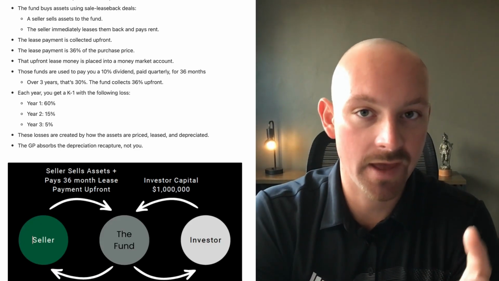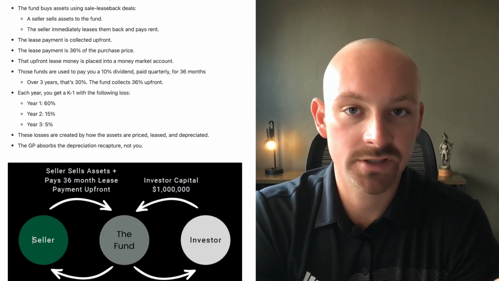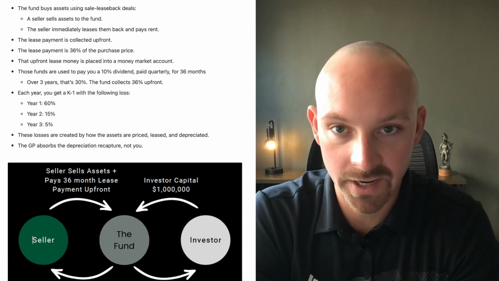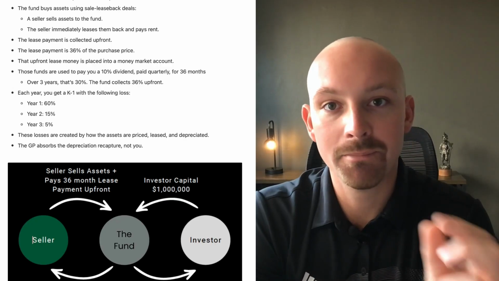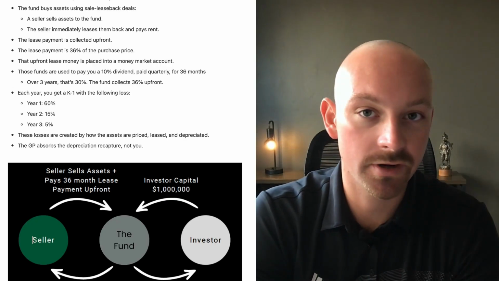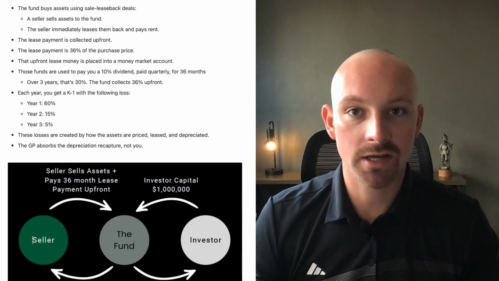I'm not going to explain that in this video. I will have another video explaining that, but just understand 100% of the taxes due on the distribution of your 401k will be offset by that 60% K1 loss. Now, year 2 and year 3, you get a 15% and a 5% K1 loss.